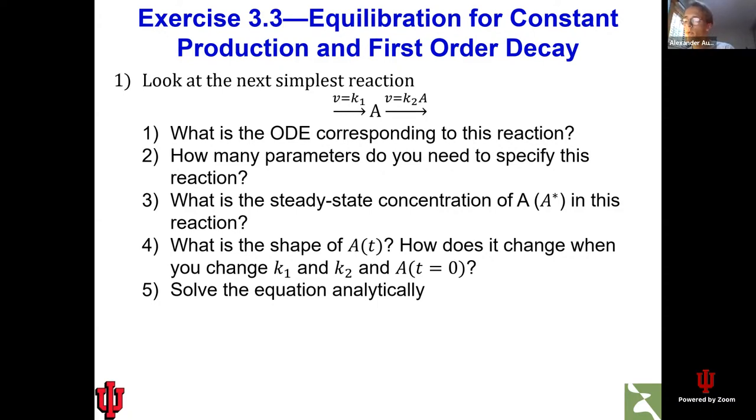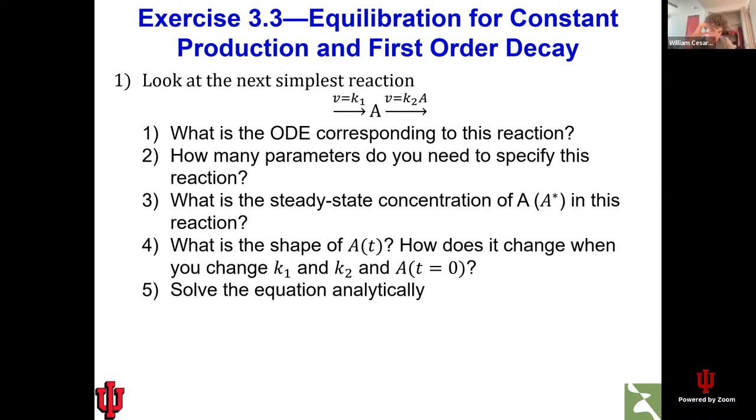I would think it'd be K1 times T plus some initial concentration minus another constant times e to the negative kt. Okay, so that's trying to actually solve the equation analytically. So does anybody have a simple version of the ODE? What would the ODE look like? William, go ahead.